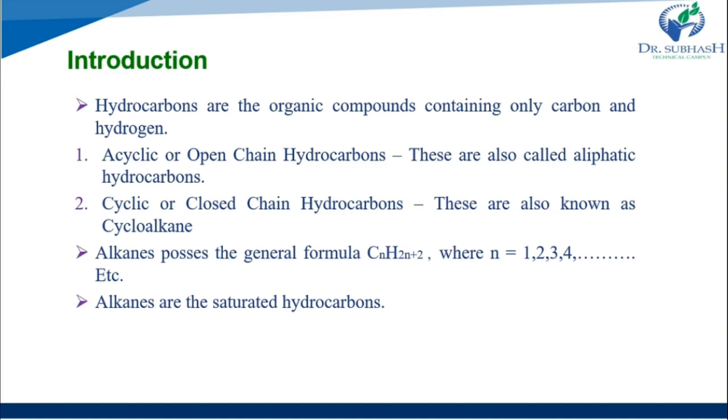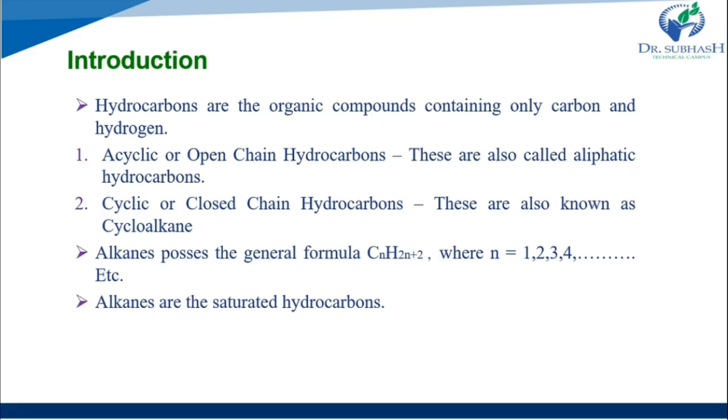There are two types of hydrocarbon. The first one is acyclic or open chain hydrocarbon, and the second one is cyclic or closed chain hydrocarbon. Acyclic or open chain hydrocarbons are also known as aliphatic hydrocarbons, because they do not have a ring structure. Cyclic or closed chain hydrocarbons are also known as cycloalkanes, because they have a ring structure.